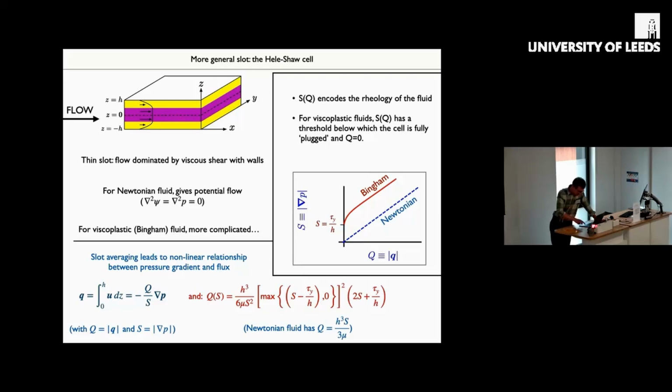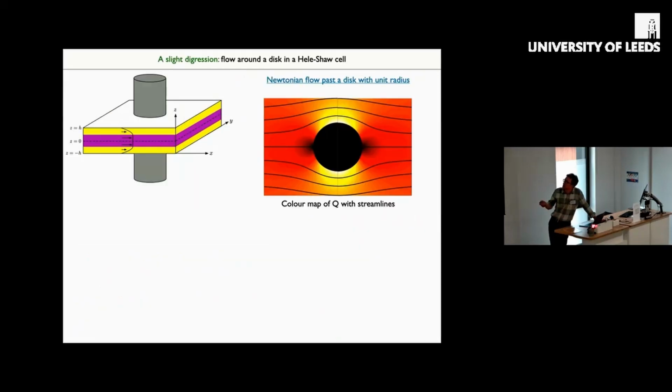So you can play around with this. This really is a digression, a significant digression from where I'm going, but it's kind of interesting, so I'll just mention it briefly. You can, for example, look at what flow around an obstacle in the Hele-Shaw cell actually looks like for these yield stress fluids. This is the Newtonian problem, which I showed on the previous slide, an actual experimental picture.